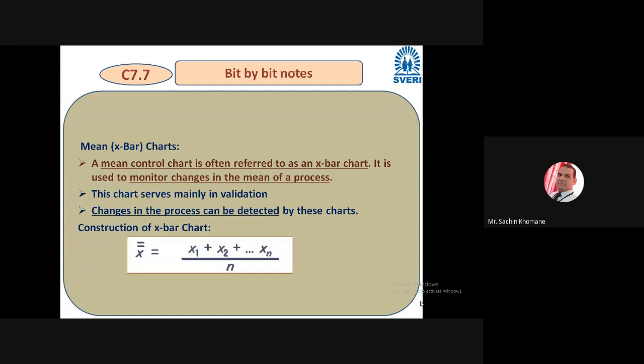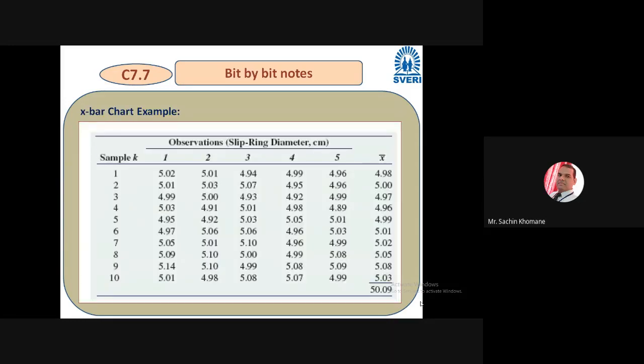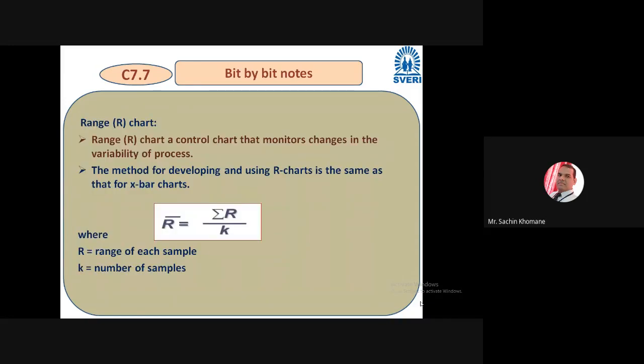We have understood the construction formula of this X bar chart: x1 plus x2 plus xn divided by n. So you can say it as arithmetic mean. Then we have seen an example of how we should calculate the mean. You can take various samples and calculate its mean. Then we have understood the meaning of range and how R bar can be calculated: summation of range divided by k, that is number of samples.